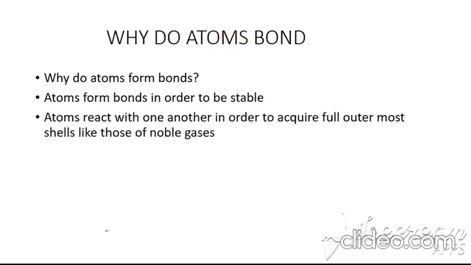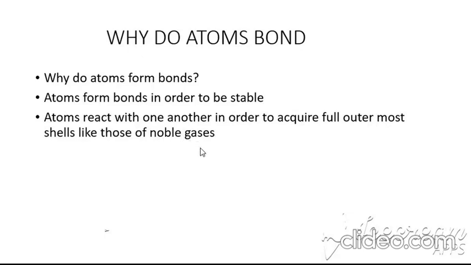Okay, now that we know what bonding is, we need to know why atoms bond. Or why do atoms form bonds? So atoms form bonds in order to be stable. It's for their stability. Note that atoms react with one another in order to acquire full outermost shells like those of noble gases. These noble gases are group 8 elements of the periodic table, and they are stable gases.